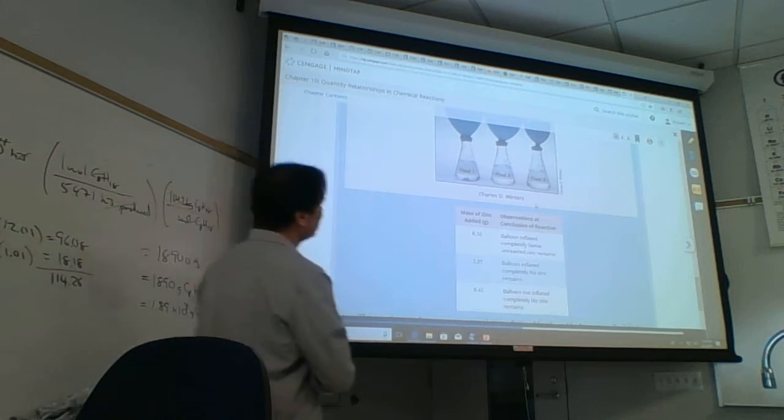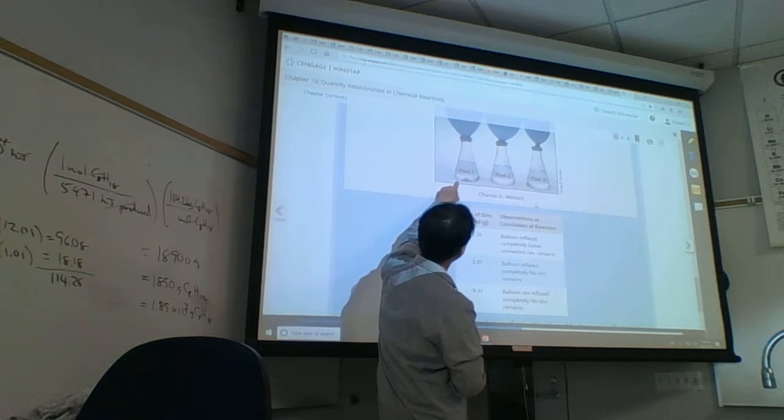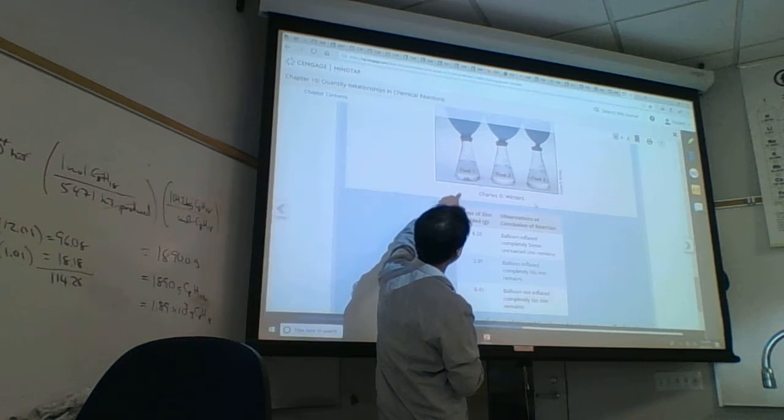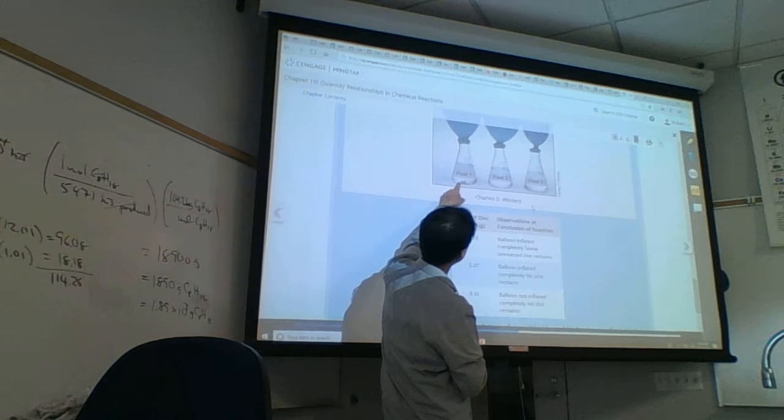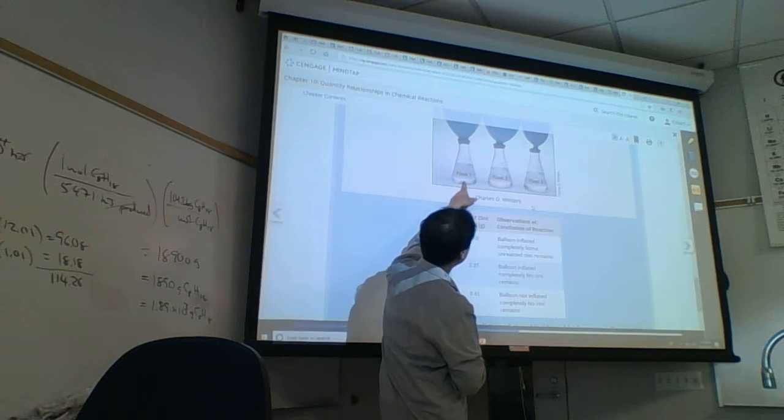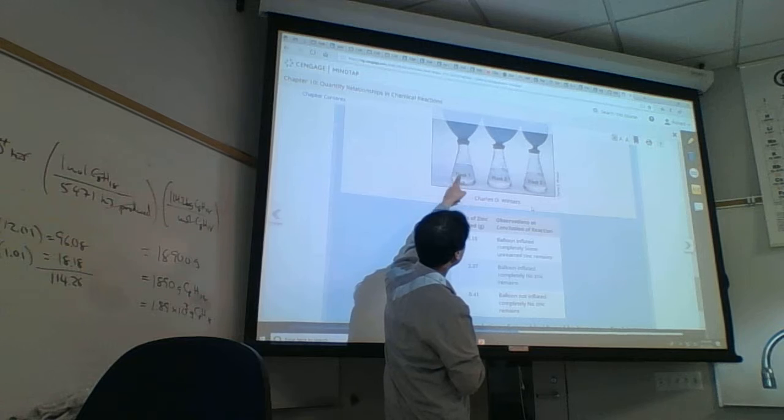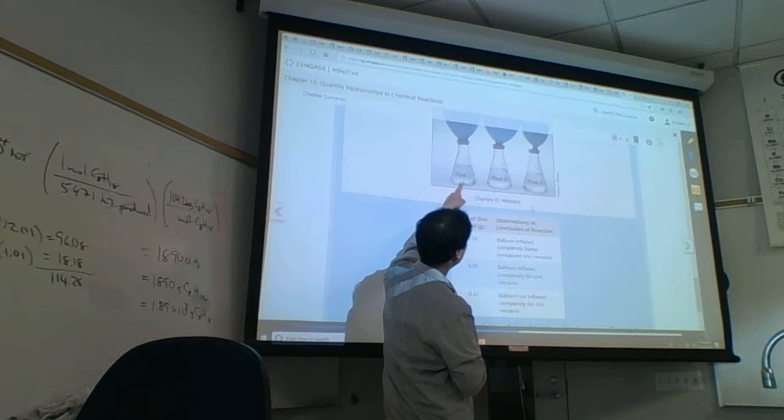So it's a fixed amount of hydrochloric acid. So in flask 1, the reaction stopped. There's no more reaction. Can you tell what the limiting reagent is? You see there's still chunks of zinc here. So we must have eaten through all the hydrochloric acid. There must be no more hydrochloric acid left. We have excess zinc.